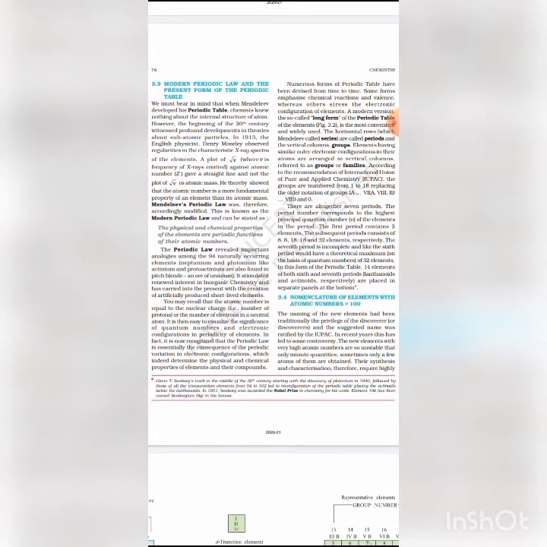Now, the overall result of arranging the elements on the basis of their increasing atomic number in the periodic table is that the elements within a group show similar properties owing to the similar outer electronic configuration, and the gradation of the properties owing to gradually varying attraction between the nucleus and the outer valence electrons as we go down the group. Okay, but there are so many defects in the modern periodic table also.